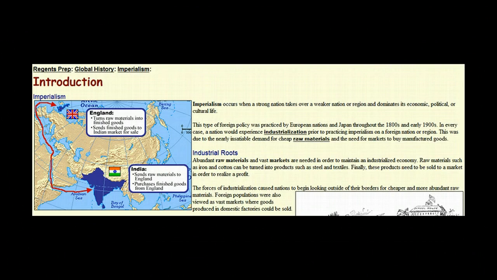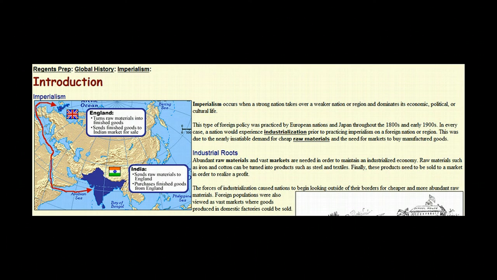Okay, so you've actually seen imperialism before, and we're just getting into it regarding the 19th century. So I've gone to the Regents Prep website. They do a great job giving you an introduction into 19th century imperialism. But here's the big idea. Imperialism is when a stronger nation takes over or dominates a weaker nation. That's the big idea.